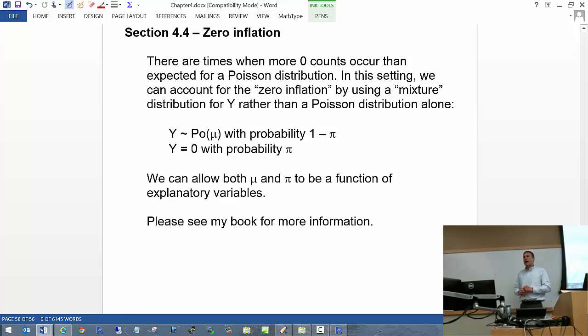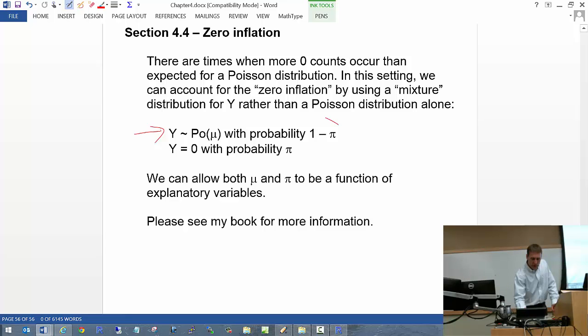The way that you can account for it is to use what's called a mixture distribution. Not just Poisson, but a mixture distribution. If you've never heard of that, that basically means you're using two distributions at the same time to some respect. So what you would do is assume that y has a Poisson distribution, like normal, but not all the time. Y doesn't have a Poisson distribution all the time.